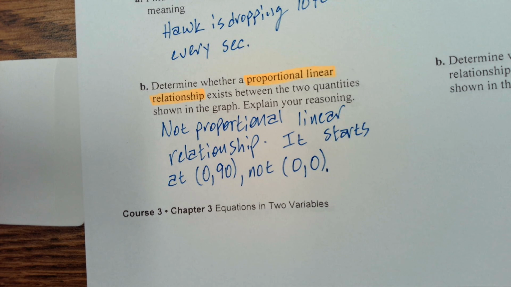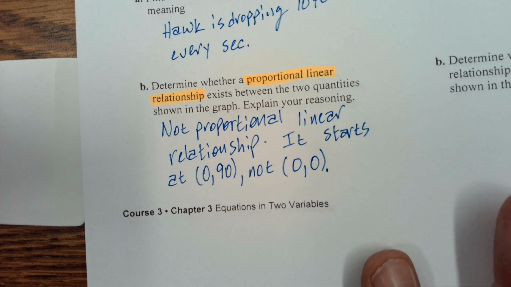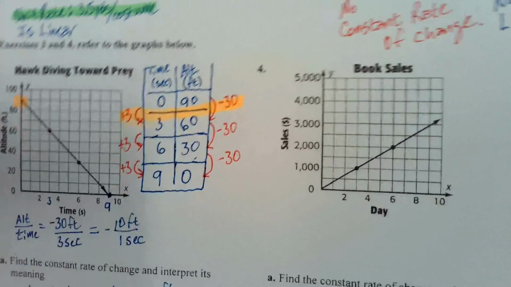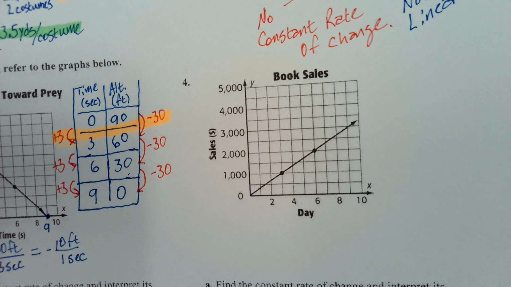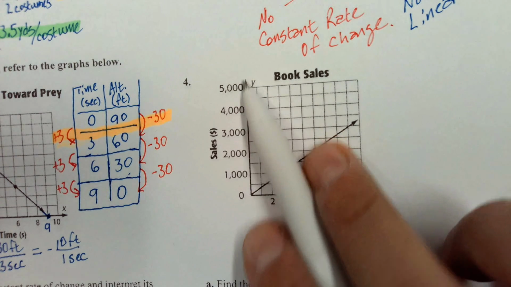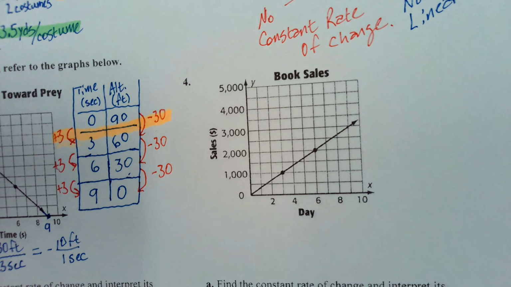You guys ready for the last one? What are we looking at for the last one? The book sales, like a bookstore, I guess. Let's take a quick look at this one. Book sales, number 4. So on the x-axis, we're measuring days. On the y-axis, we're measuring sales in dollars. Looks like thousands of dollars, by the way.